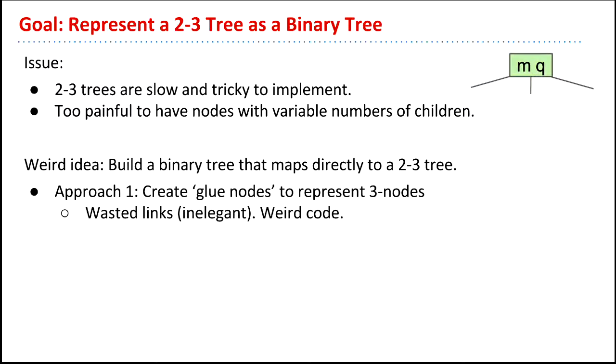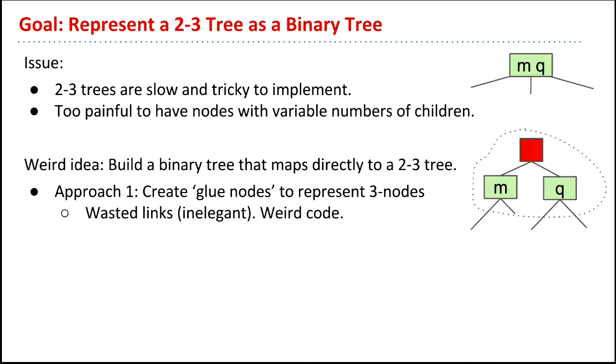So here's a sample approach. What if we made some kind of red glue node, and we use this red glue node to glue together M and Q into the corresponding 3 node up here in the 2-3 tree. Let me just get some nomenclature out of the way. This is a 3 node because this node has 3 children. Likewise, a 2 node would be a node with 1 value and 2 children.